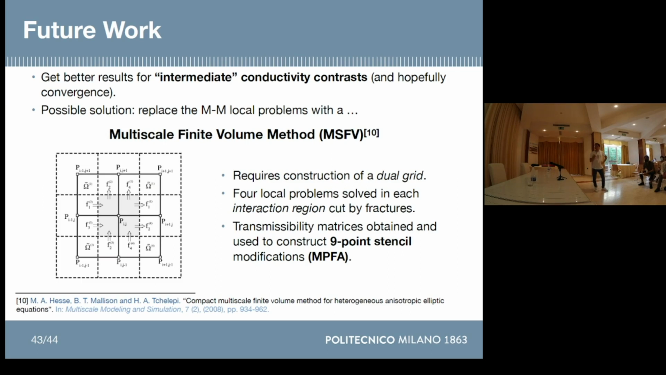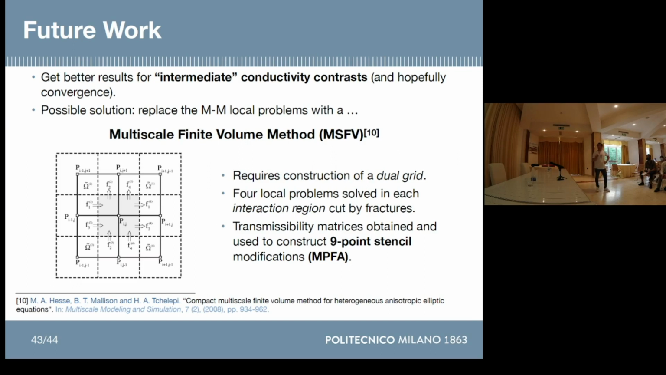So a solution is replacing the matrix local problems with a method called the Multiscale Finite Volume method, which requires the construction of a dual grid. The one highlighted with solid lines. The normal grid is the one with the dashed lines, while the solid one is this dual grid, and the cells of this dual grid are named interaction regions.